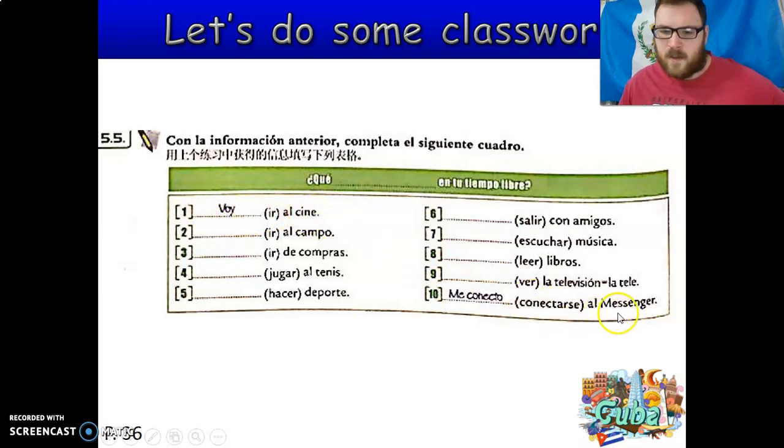Right, conectarse al messenger. So to connect oneself to messenger, conectarse, I change it for me, for yo, me conecto al messenger. Okay, and you do that with all of these verbs. You just make it into the yo form, conjugate it into the yo form. These ones should be easy because the answer is right there. The 2 and 3 should be the same as number 1. Okay, cool.